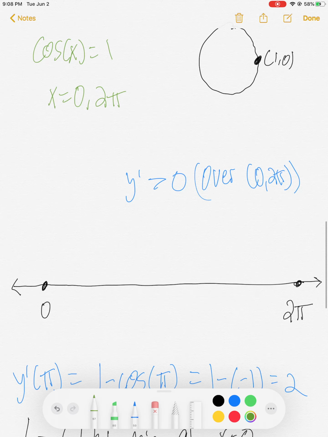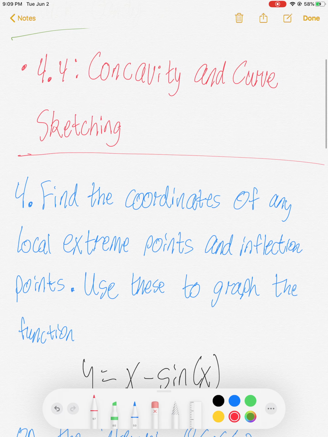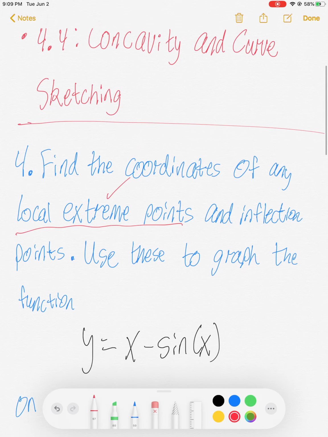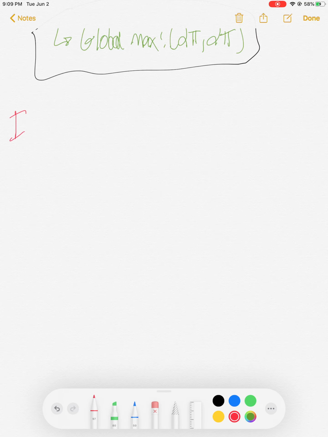Now, we don't have any local extreme points aside from these two, right? Sometimes we can have local extrema, but not global extrema. But in this case, there are no other extrema because the only critical points are the endpoints. So that brings us to the second part now. We have found, so let me go to the start here, find the coordinates of any local extreme points. Just did that. So next up are the inflection points. Okay. So I should have written that. You know what? I'm just going to make a new number line here whenever we need it.